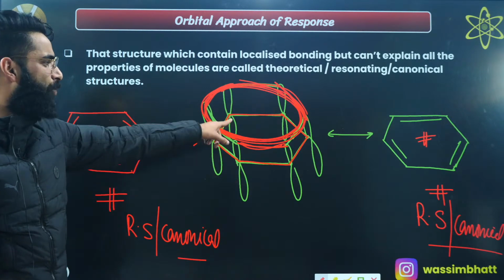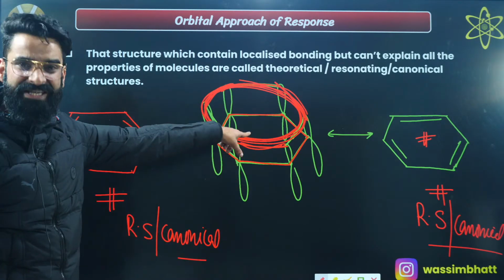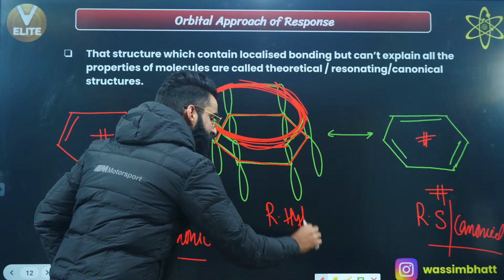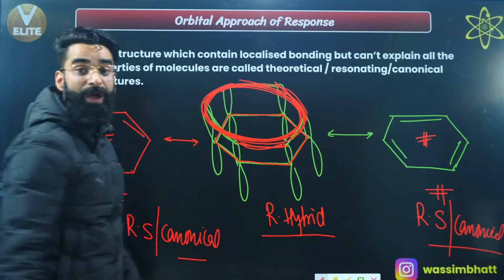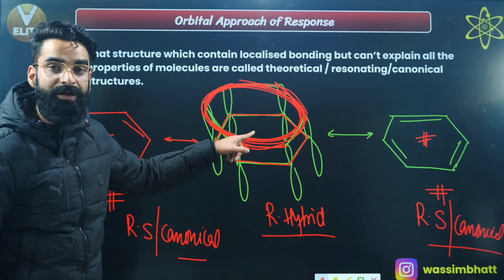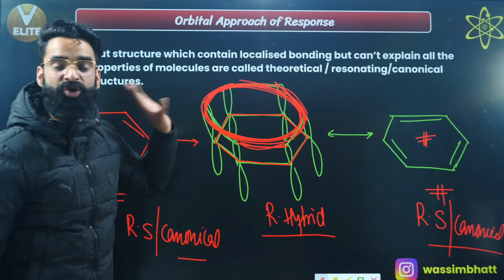And how do I represent it? What do I call this first of all? We call this the resonance hybrid, wherein you have delocalized bonding present. So this is basically the true structure of benzene.